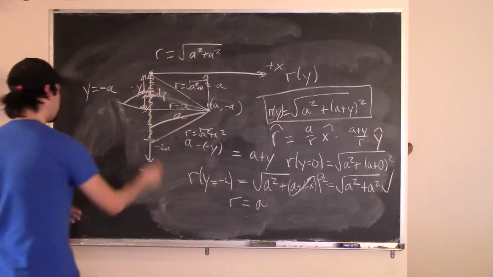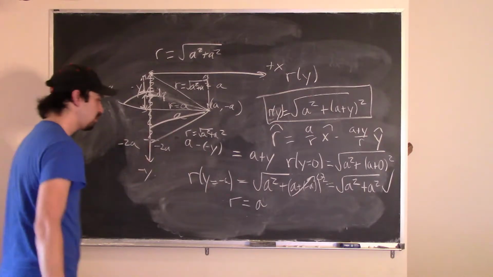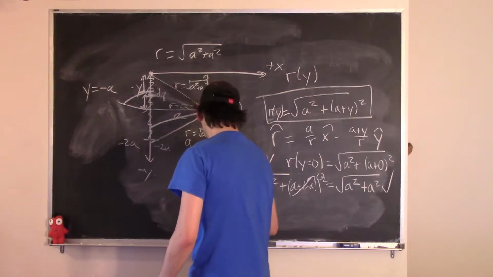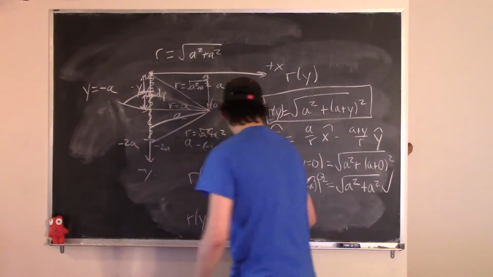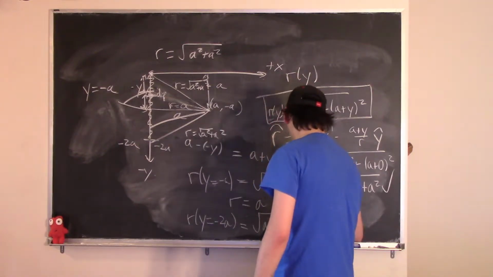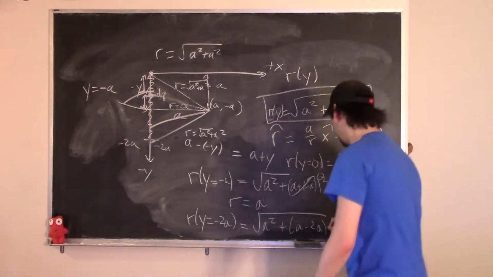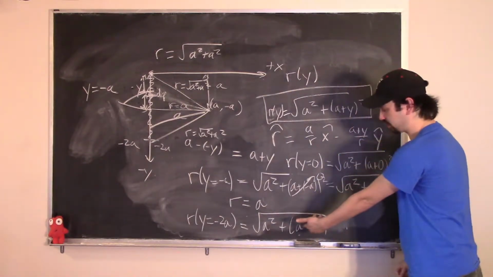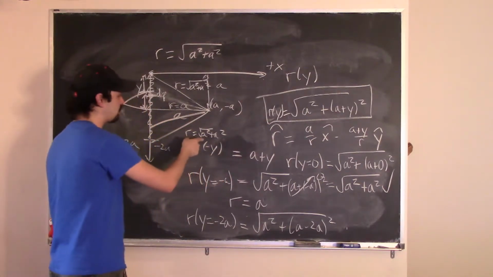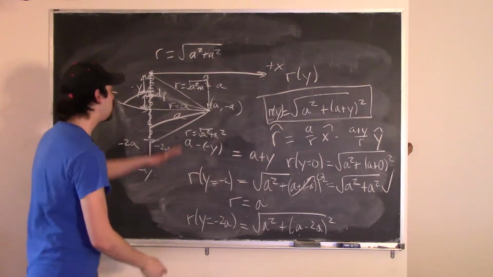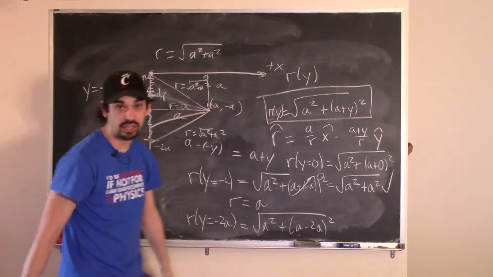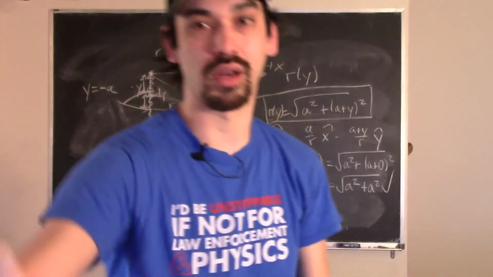Let's see what happens when we plug in this one. This is minus 2a. So for this one, r of y at y equals minus 2a is going to be equal to the square root of a squared plus a minus 2a squared. This is going to give me minus a squared. And so again, this is going to give me r is equal to the square root of a squared plus a squared. But these are only true for these boundaries, and we see that r is equal to a in the middle. That's ultimately the thing that you take away from this.